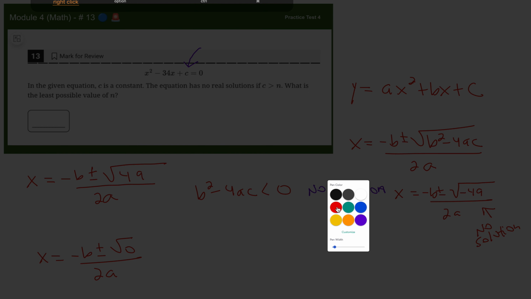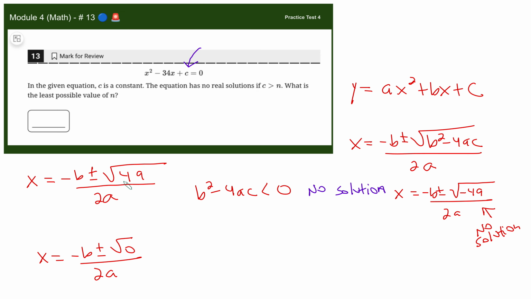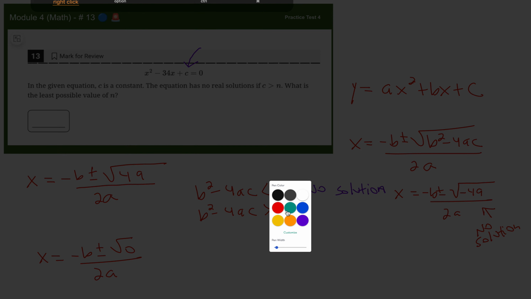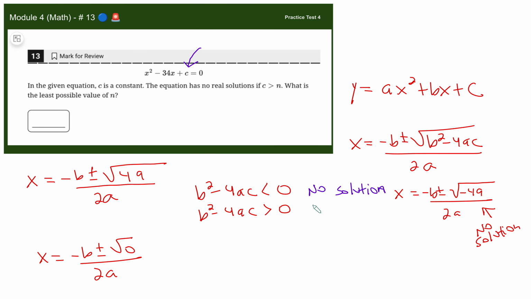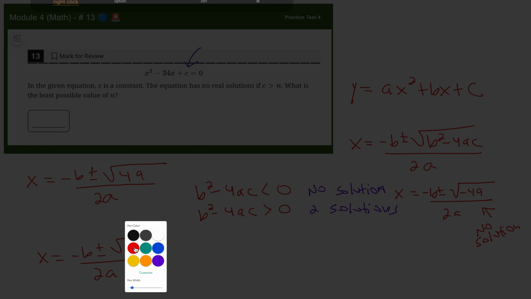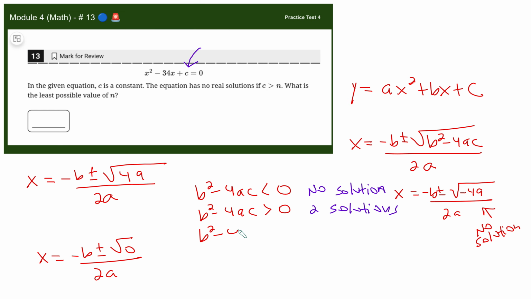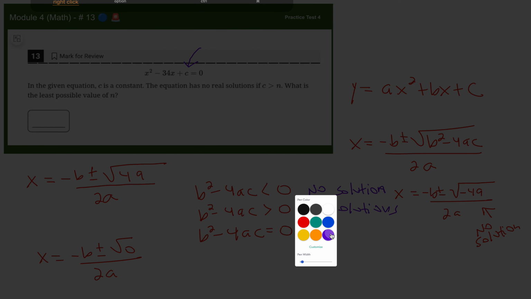If you have this situation, where b squared minus 4ac is positive, like positive 49, that's greater than 0. That would mean you have two solutions. It crosses the graph in two places. And this last one is when b squared minus 4ac is equal to 0, and that's when you have one solution.